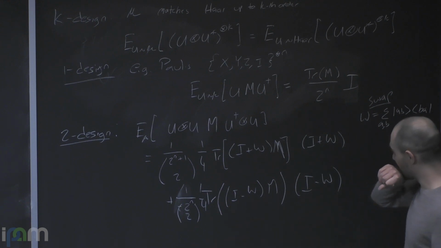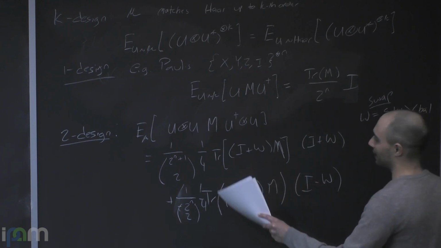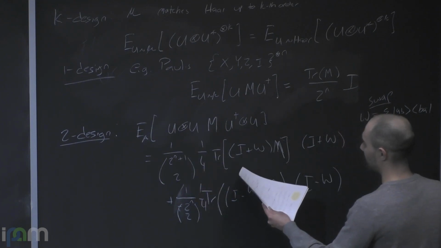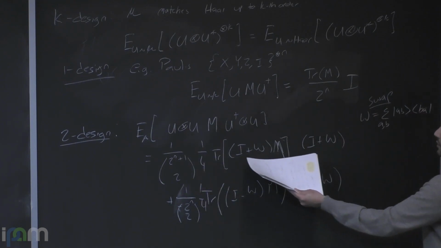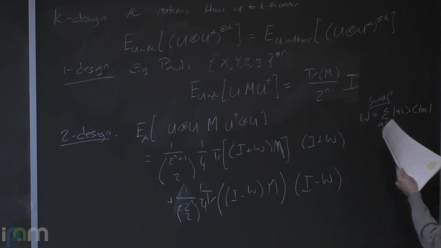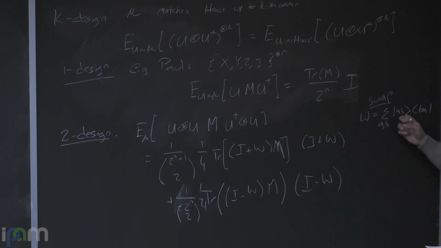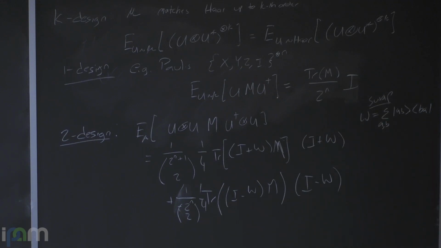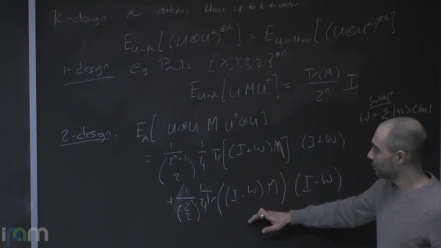So I wrote out a big long formula. This is saying if we have a 2 design, then it looks something like some constant that's exponentially small times I plus W, the trace of that with respect to M, where W is the swap matrix. So it takes BA and swaps it with AB. It sort of flips the 2 things. So if you have a state that's a product state, it'll flip the 2 around in the circuit. And you have these 2 components here.